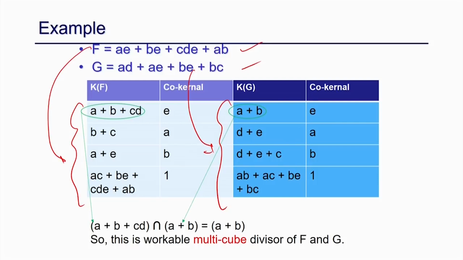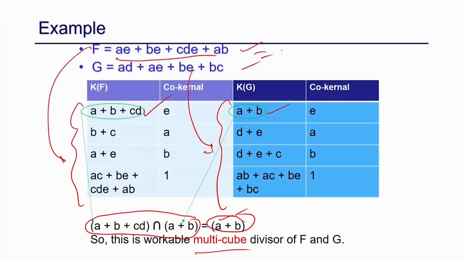If you take this and this, the intersection of these two will give you a plus b, which has more than 2 terms, at least 2 terms. So, this is a multi-cube. So, this a plus b is a common divisor of this, right. So, I can rewrite this expression using what I have already written. So, a plus b, right. So, this is a plus b into e plus the other stuff, and this is the remainder c d e plus a b, right.